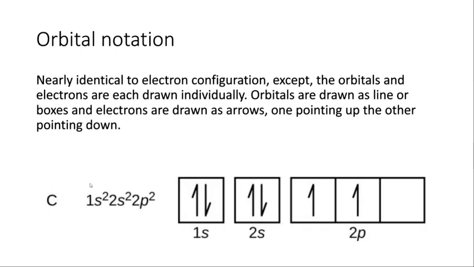So when we look at orbital notation, right? We're going to use carbon as our initial example here. These are nearly identical to electron configuration, except the orbitals and electrons are shown drawn in. So this is where Hund's rule comes in, right? Because like we have our 2p2 here, so we know we have 2 electrons in the subshell, and they're going to go in separate orbitals, right? Because each of these boxes represents an orbital.